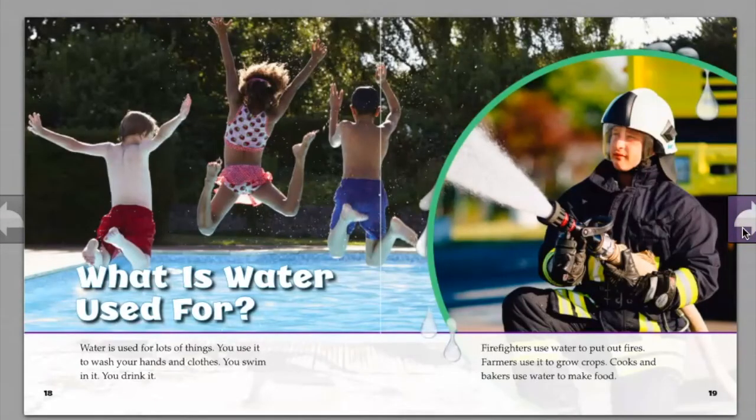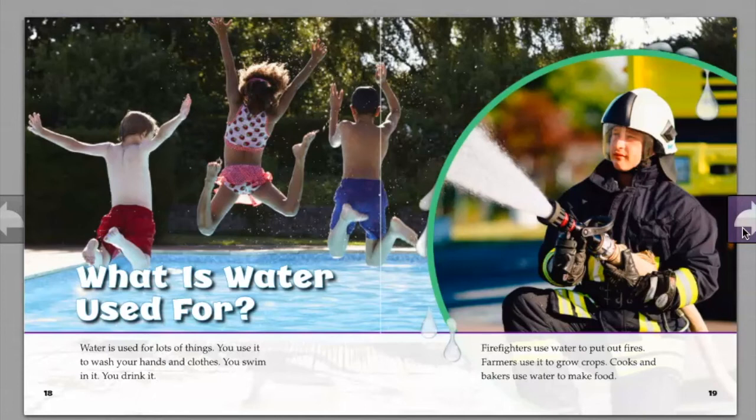What is water used for? Water is used for lots of things. You can use it to wash your hands and clothes. You can swim in it. You can drink it. Firefighters use water to put out fires. Farmers use it to grow crops such as tomatoes or lettuce or apples. Cooks and bakers use water to make food.